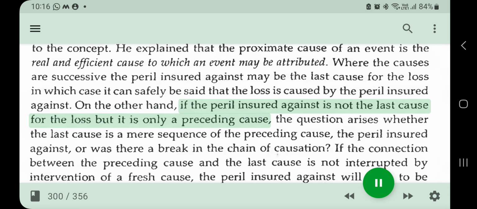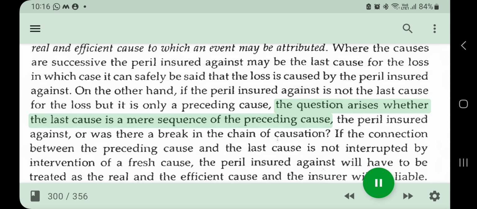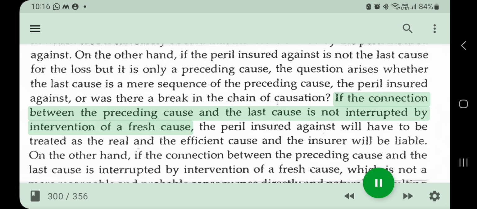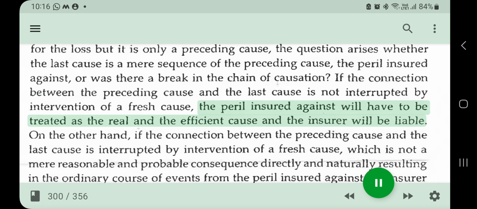On the other hand, if the peril insured against is not the last cause for the loss but is only a preceding cause, the question arises whether the last cause is a mere sequence of the preceding cause, the peril insured against, or was there a break in the chain of causation? If the connection between the preceding cause and the last cause is not interrupted by intervention of a fresh cause, the peril insured against will have to be treated as the real and the efficient cause, and the insurer will be liable.